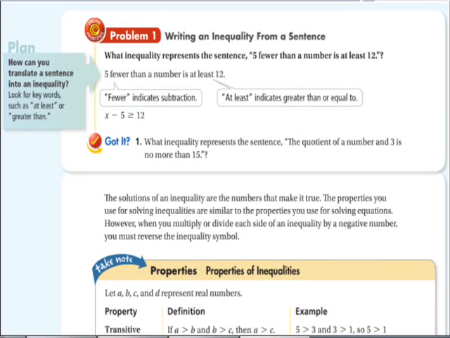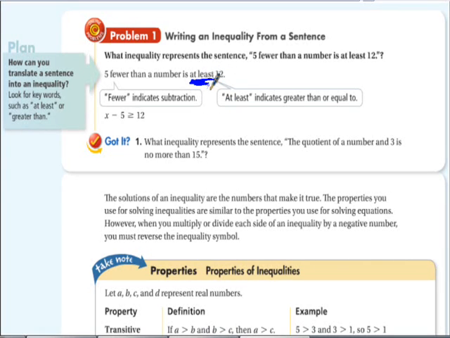So let's take a look at problem number 1, writing an inequality from a sentence. First thing we need to do is just be able to write this out. This is the same thing we did with equations, where you're going to have to take a sentence and translate it numerically. So fewer indicates subtraction. Don't confuse that with the inequality. 5 fewer than a number is at least. There's the part right there. That indicates, and ironically, at least indicates greater than or equal to.